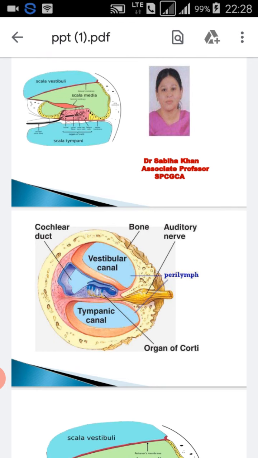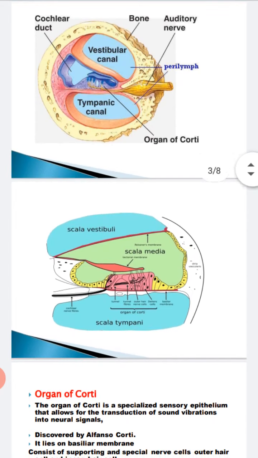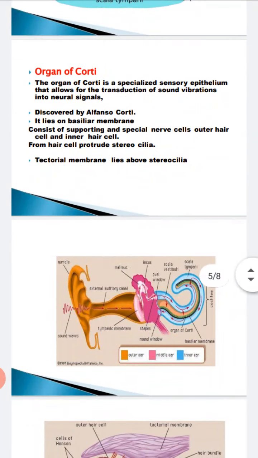So this is very clear: the cochlea has three canals. In the scala media or the cochlear duct is this organ of Corti. It is an auditory organ and it is very sensitive. It was discovered by Alfonso Corti, and has been given the name Corti. Now I'll tell you the mechanism.